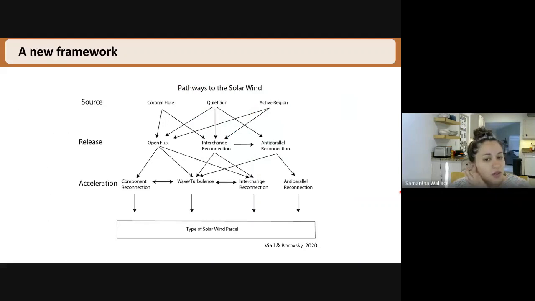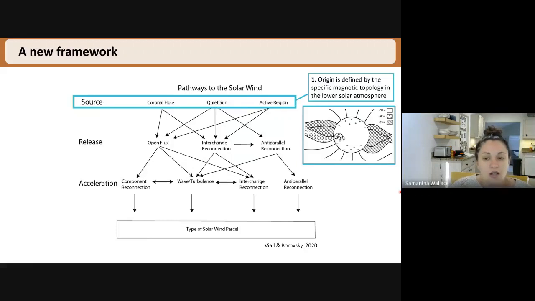So in a recent review of solar wind physics, Viall and Borovsky proposed a new framework to describe pathways that the solar wind can take from its source out into the heliosphere. There are a few fundamental differences between the old and the new framework. First, the source region is now defined by the specific magnetic topology in the lower solar atmosphere: so coronal hole, quiet Sun, active region.